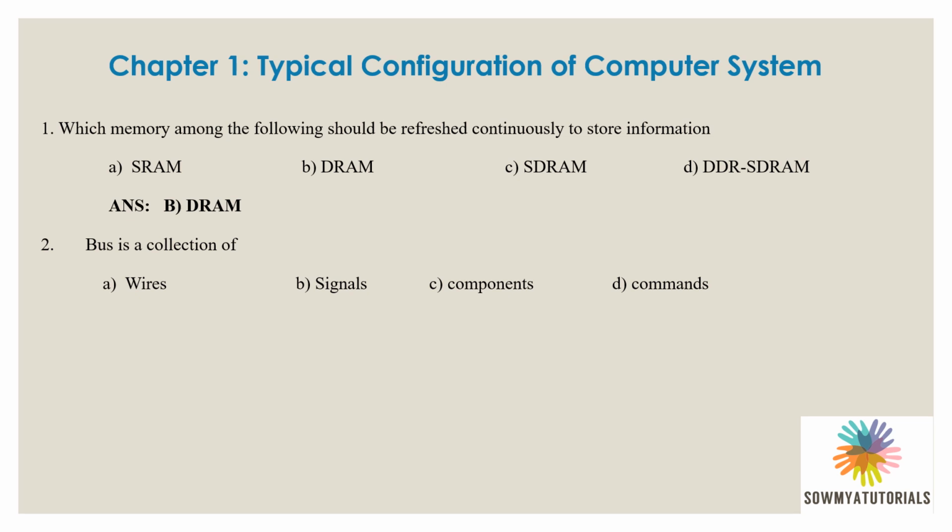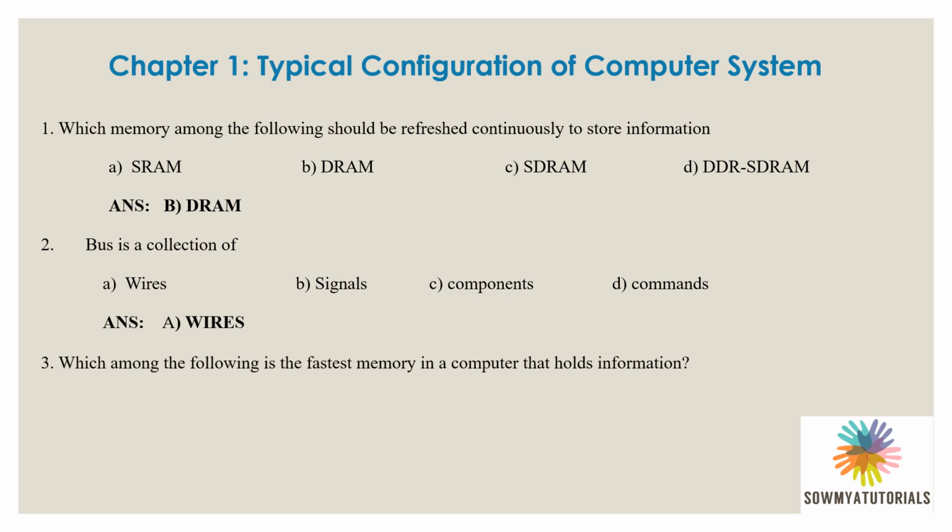What is a bus? A bus is a collection of parallel wires that form a pathway to carry address, data and control signals. So this is the definition of a bus. A bus is a collection of parallel wires that form a path to carry address, data and control signals. So the correct answer is wires. Option number A, wires.